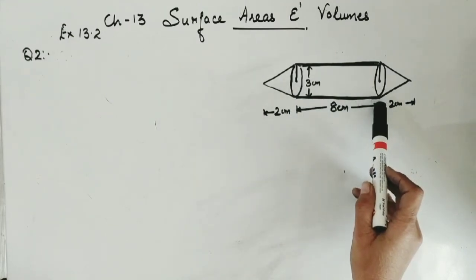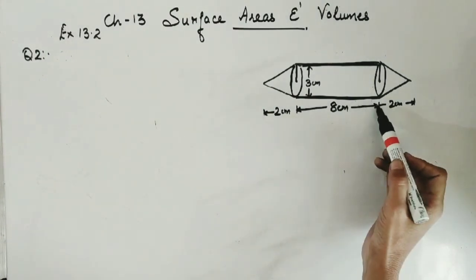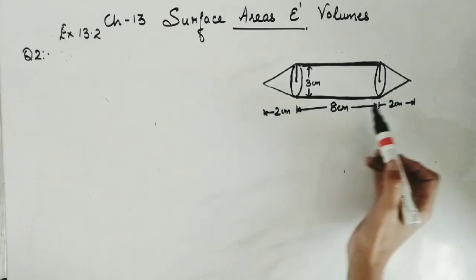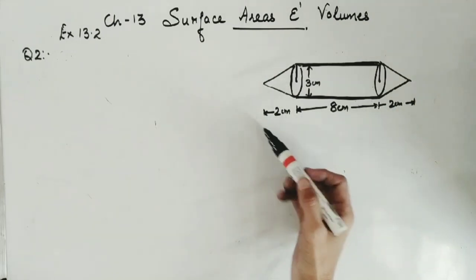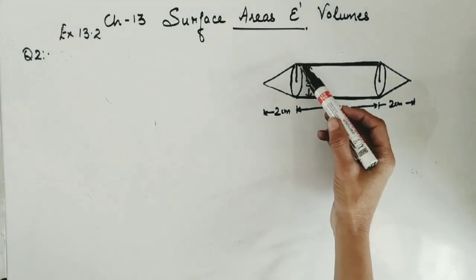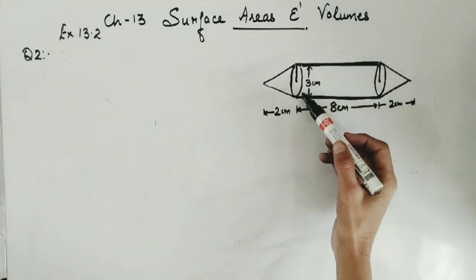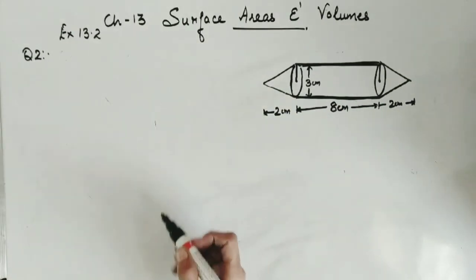the cylindrical part would have the length 8. So 8 in the middle, 2 and 2 on both ends, would make the total length of this model 12 centimeter. The diameter of the base of the cylinder as well as the cone is 3 centimeter each.